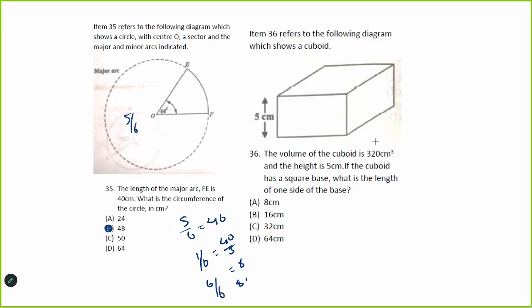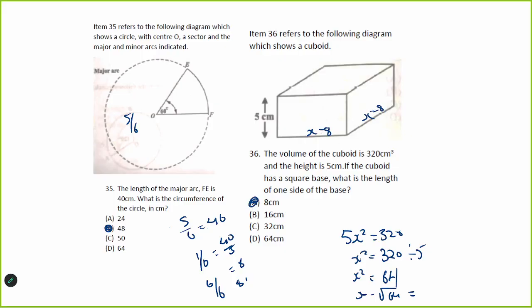The volume of the cuboid is 320. The length and the height is 5. If the cuboid has a square base, so let's say x times x, so 5x squared is 320. So x squared is equal to 320 divided by 5. So x squared is equal to 64. So x will be the square root of 64, which is 8. So the answer is 8. Or you could have just said, let the side be 8. 8 by 8 is 64. 64 times 5 will give you 320.